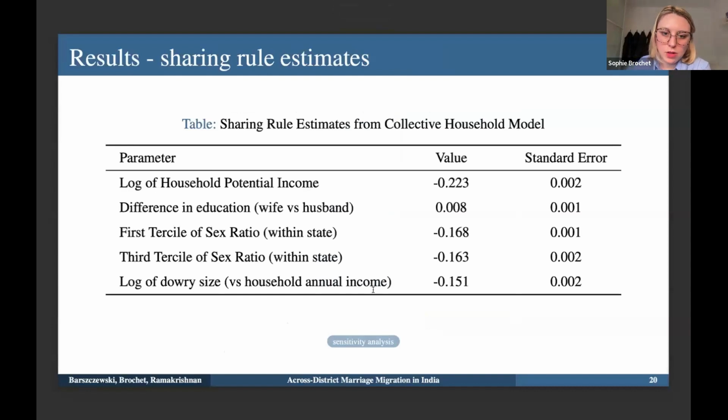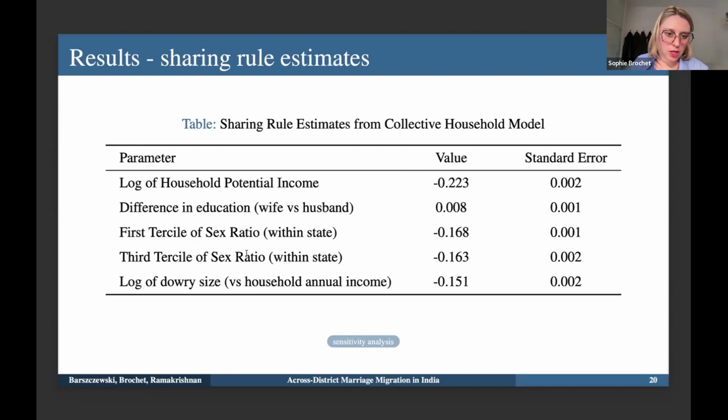So the parameters in the sharing goal, the estimates are here. First, we have the log of household potential income, and we find a negative association with the sharing goal. So this means that households with higher income tend to be those where women have less bargaining power. Then we find a small and positive coefficient for difference in education. So these coefficients mean that when the wife is relatively more educated compared to the husband, she seems to have a bit more bargaining power, but it is quite small.